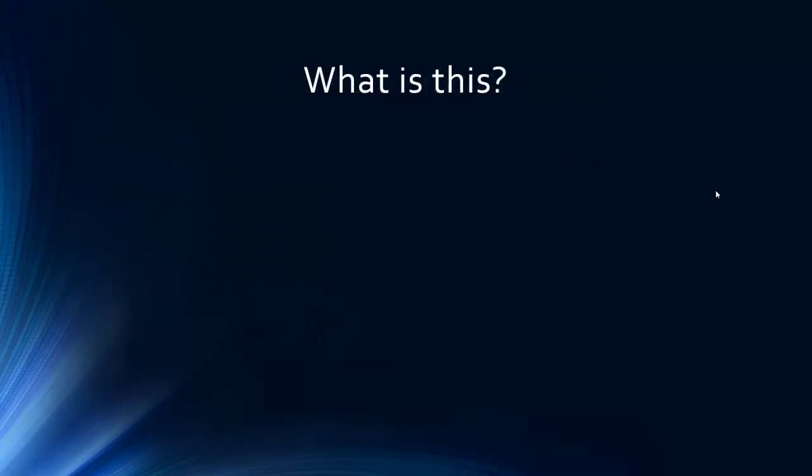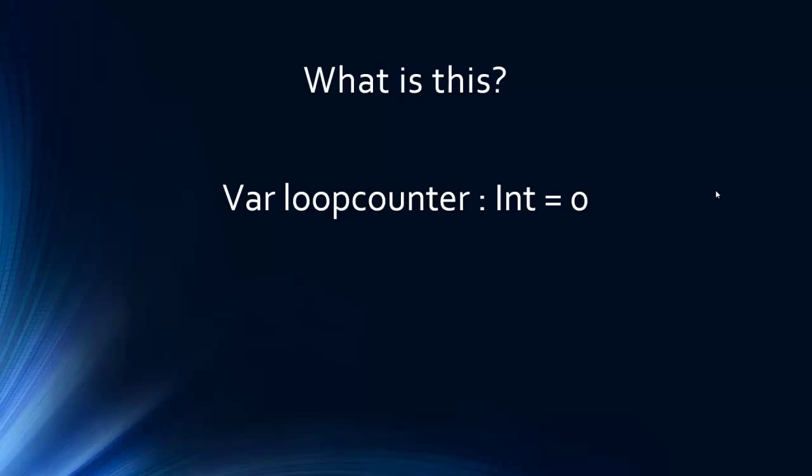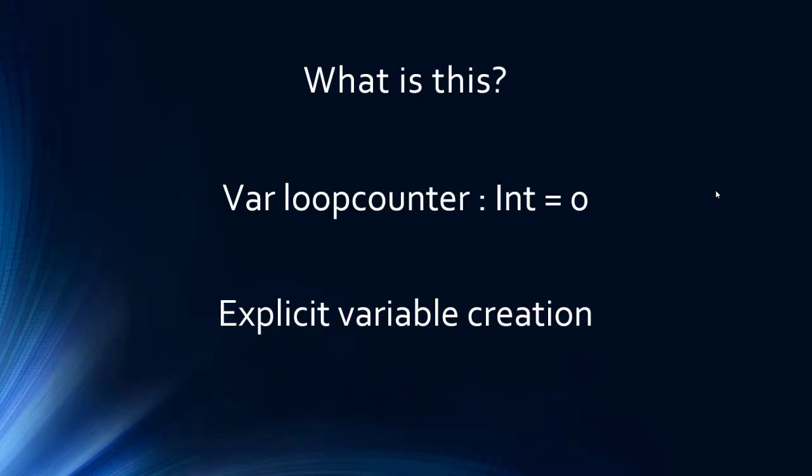Alright, so what is this? If I do var loop counter colon integer equals 0, what am I trying to do here? Well, this is an explicit variable creation. In other words, I'm telling Swift, hey, when I make var loop counter, I'm going to start it at 0 and make that 0 an integer. The loop counter is going to be an integer, not a double, nothing else.